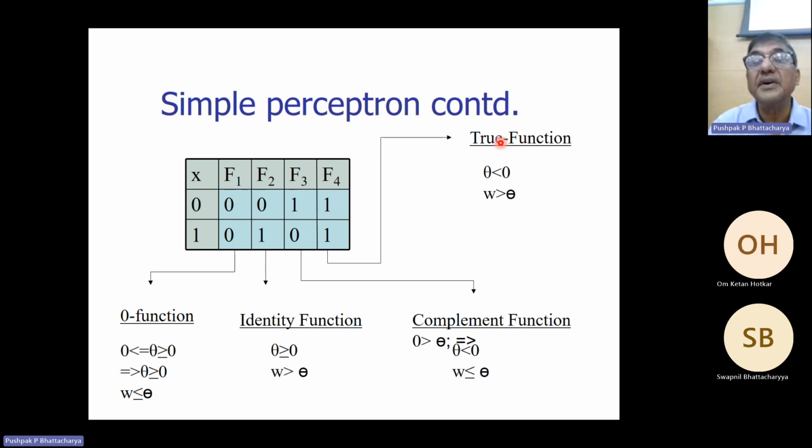For the one function, the true function, if x is 0, y should be 1. If x is 1, y should be 1 again. If x is 0, then theta should be less than 0. And if x is 1, w should be greater than theta. So these constraints on theta and w achieve these four functions. Now let's see this geometrically.